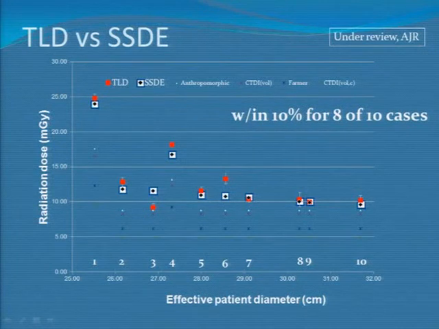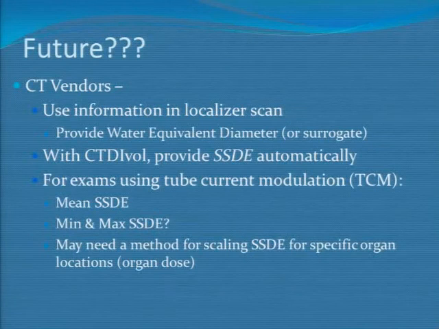What you can see here, this is by effective patient diameter, so the larger patients towards the right, smaller ones towards the left. And here we have our measured dose in milligray. And you can see how the TLDs stacked up next to all of these other measures. And size-specific dose estimate did a pretty darn good job. It was within 10% in 8 out of these 10 cases. So I think that's a pretty nice confirmation that size-specific dose estimate looks like it's really working pretty well.